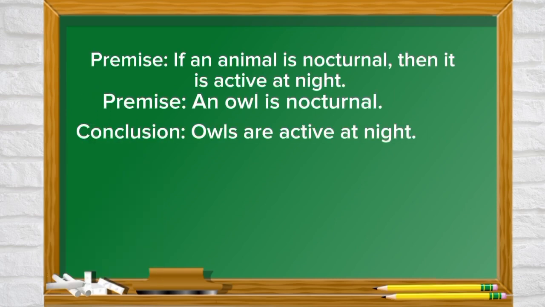We have the premise that if an animal is nocturnal, then it is active at night. We have a second premise that says an owl is nocturnal, and our conclusion is that owls are active at night. So the first thing that we want to do is write this in symbolic form.